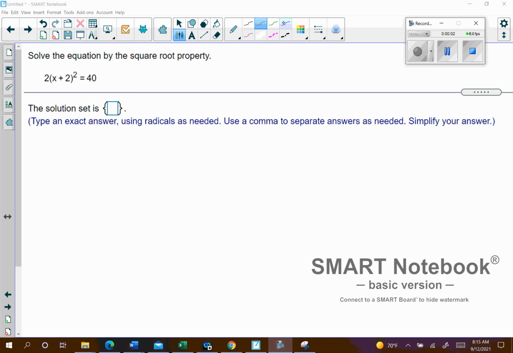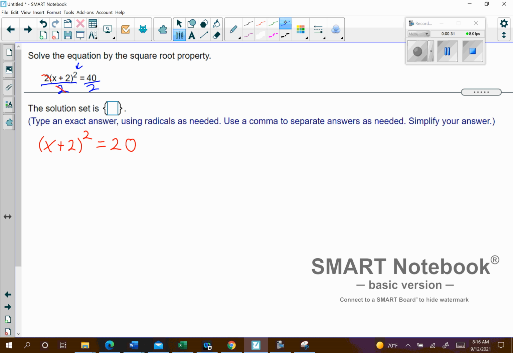All right, let's look at this one here. So solve the equation by the square root property. The first thing we're going to do is divide both sides by 2 because that's not part of the squared quantity right here. And so we'll go ahead and cancel out those 2's, and we're going to be left with x plus 2, and that quantity is to the power of 2 equals 20.